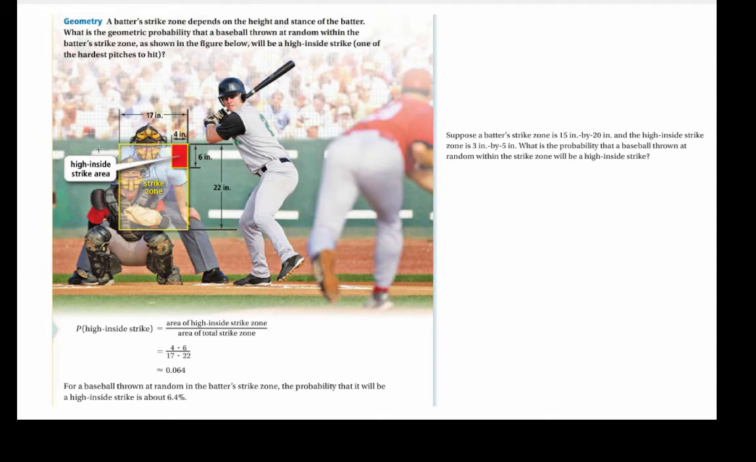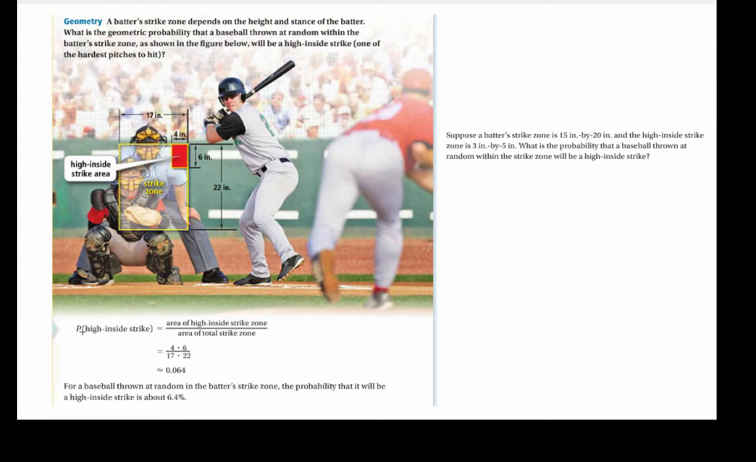Okay, so here we have the strike zone of the batter. Okay, it's over the plate down here. It's between their knees and their chest, essentially. This red rectangle here is the high inside strike that they were referring to. And they're saying that it's a very hard pitch to hit. So those of you that play baseball probably know this. What we want to know is the probability that a pitch that is in the strike zone is going to be inside this high inside strike area.